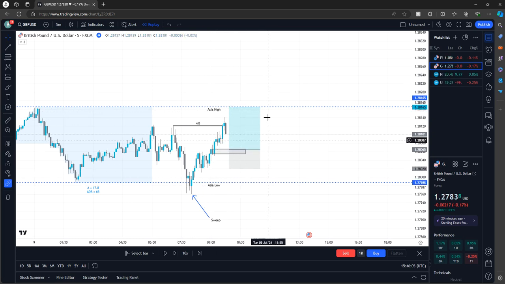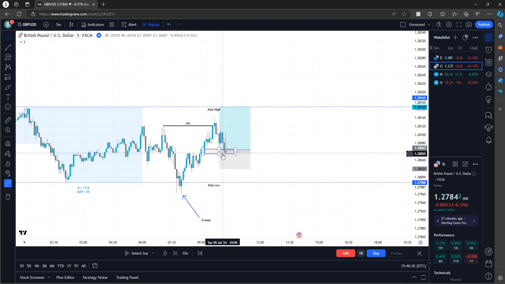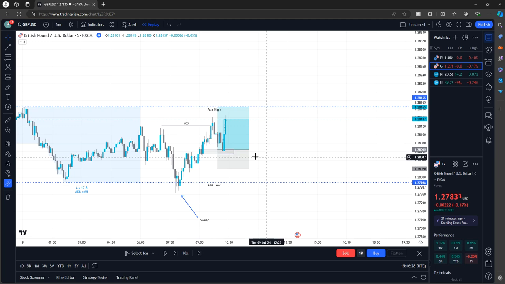Now that we have our long set up, we have our entry on our order block, we have our stop loss just below the low, and we have our take profit at the opposing liquidity, the Asia high. Now what we do is we sit back and we watch it play out. In this scenario, we had a lovely tap into our order block, and straight away a massive bullish push.